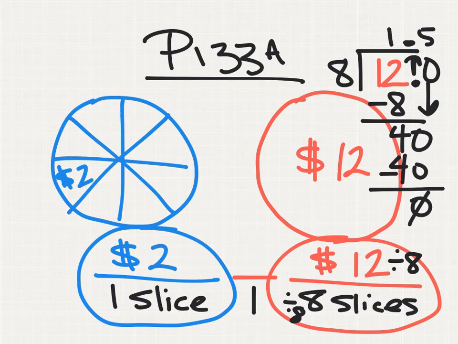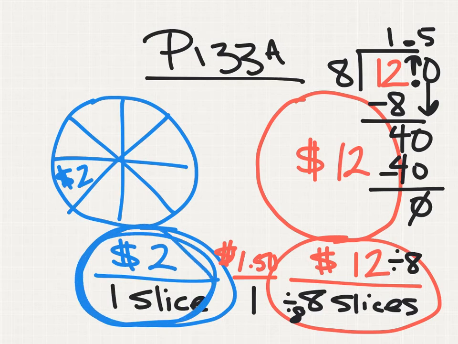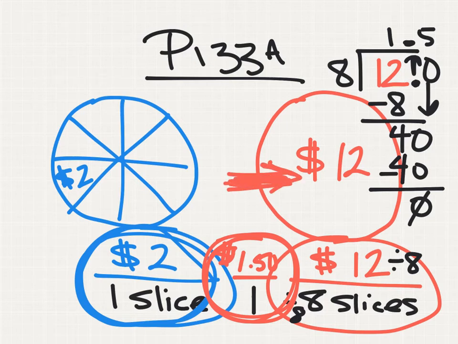But we're talking money. Am I going to have $1.5? Absolutely not. I need to write it as $1.50. I need to add that zero in the hundredths place. $1.50 per slice. So now I have $2 per slice and $1.50 per slice. Which is the better deal? If I buy the entire pizza for $12, I'm paying $1.50 per slice. That's the better deal because the price is lower for each slice.